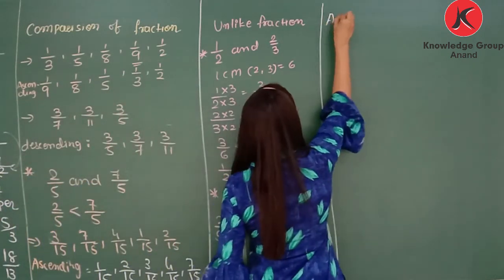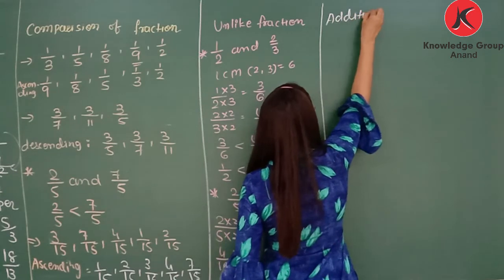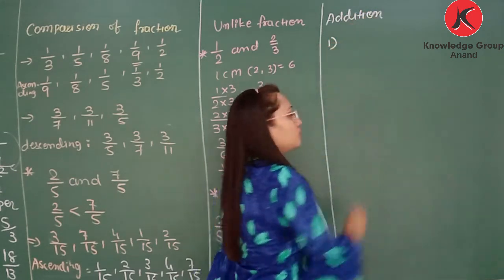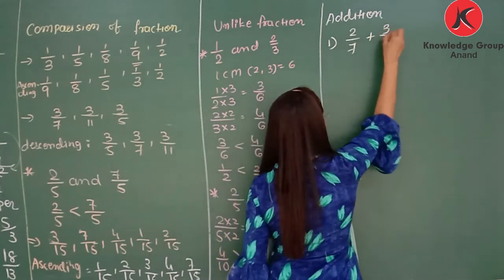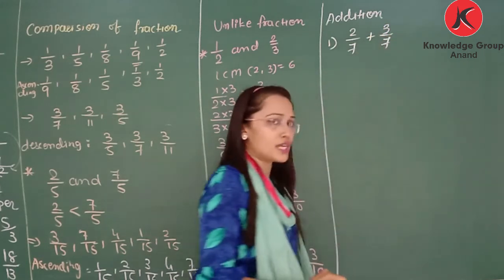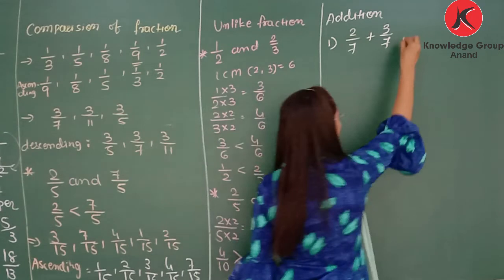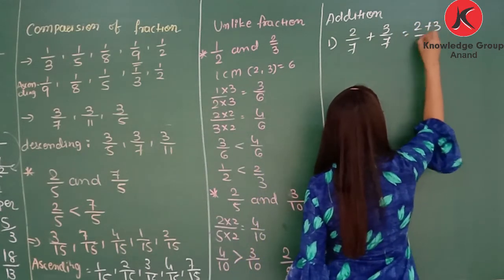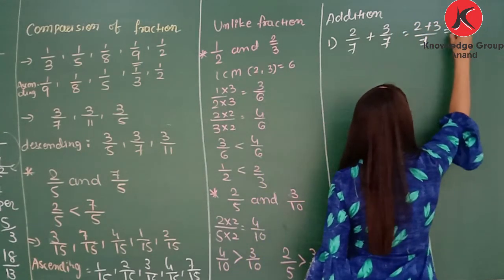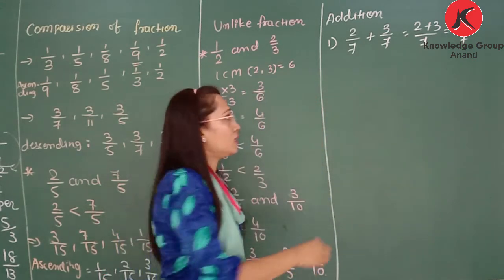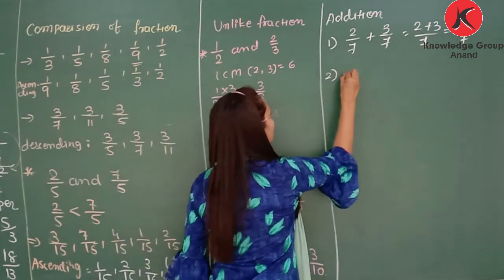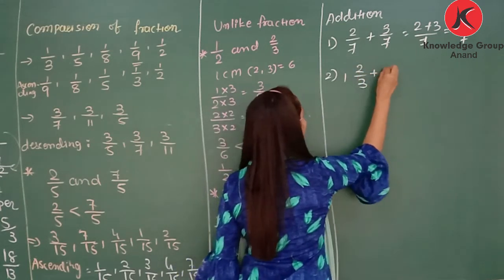So in addition, if the fractions are like, for example, 2 by 7 and 3 by 7, the denominator is same. You can directly add the numerators. 2 plus 3 divided by 7, that is 5 by 7. Do not add the denominators. Okay?